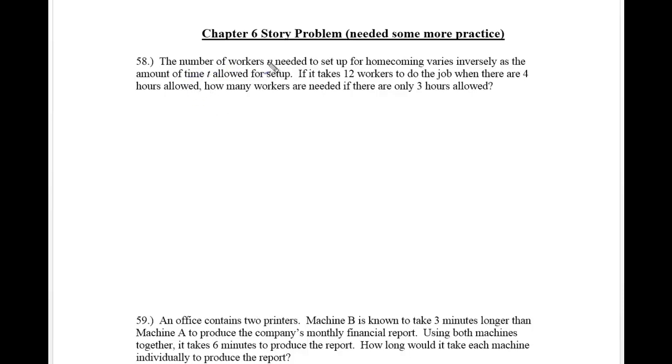The number of workers N needed to set up for homecoming varies inversely as the amount of time needed for setup. Now, an inverse equation is N equals K over T. A direct variation problem would be N equals TK, but what we're about to do here is solve for K, and once we solve for K, we're going to plug that in and figure out how many workers we're going to need. Now it says if it takes 12 workers to do the job when there are 4 hours allowed, so this is going to be our equation here, how many workers are needed if only 3 hours are allowed?